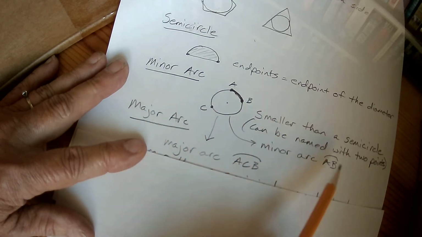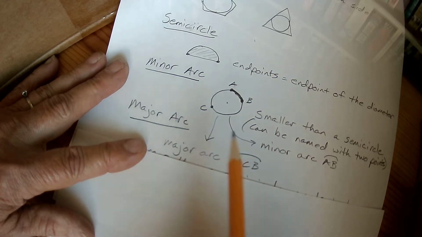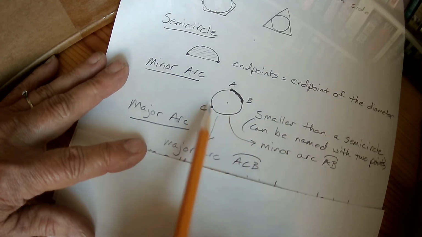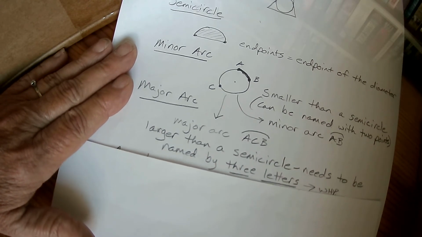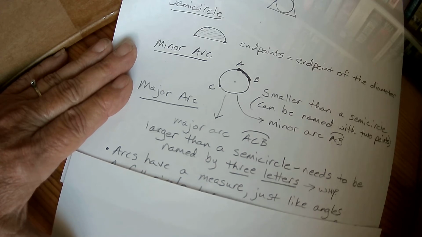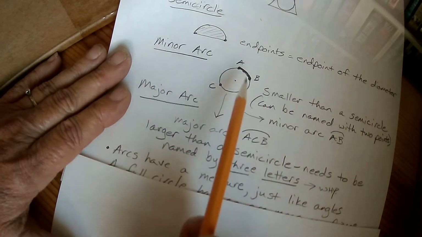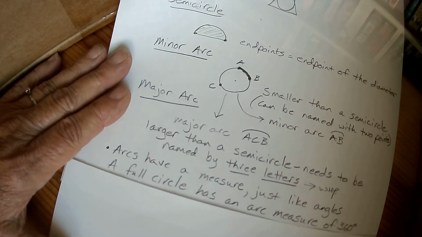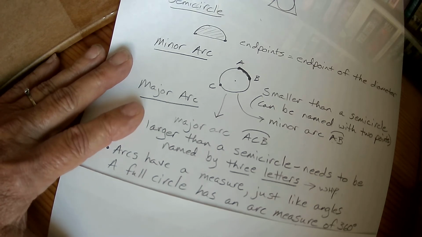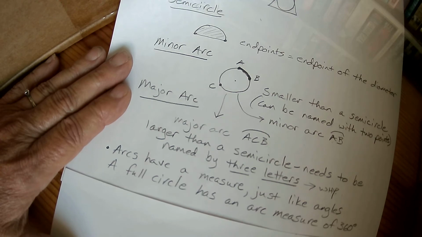So remember, minor arcs can be named with 2 letters. Major arcs and semicircles, by the way, need to be named with 3. A major arc is larger than a semicircle. It needs to be named by 3 letters. I told you why, so that it includes the direction that it's going also. And arcs have a measure just like angles do. A full circle has an arc measure of 360 degrees. That makes sense.